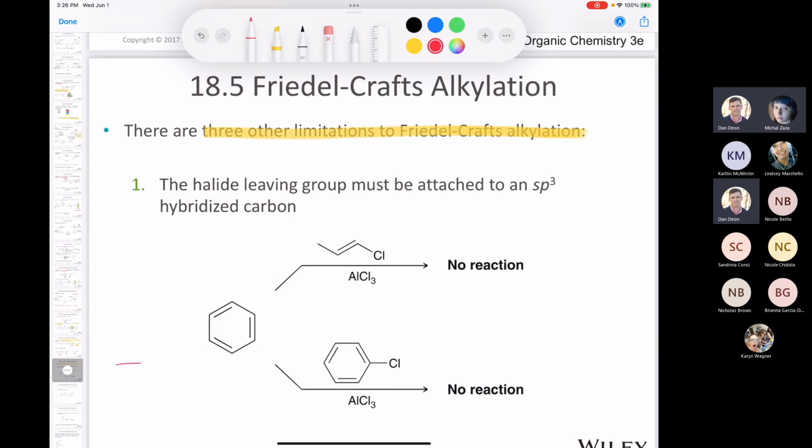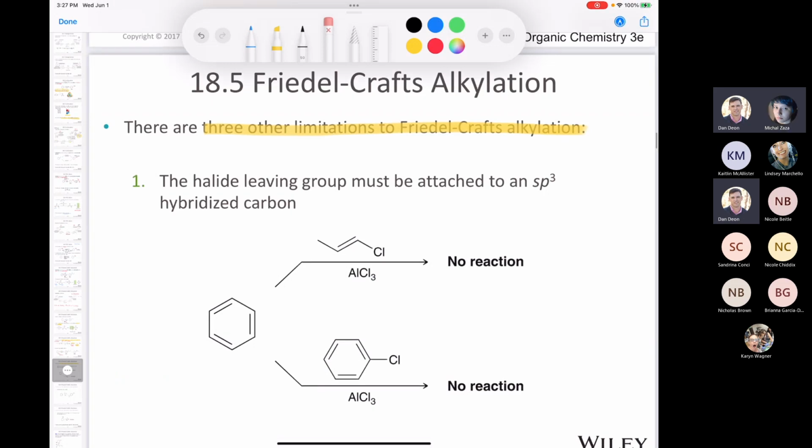If you ever have a friend studying organic chemistry and they draw something like this, that is a heresy. There is no such thing as an sp2 hybridized carbocation. So we can't have that, and thus that is why we can't have that reacting. In fact, I'm going to erase that. That's so ugly. Not going to happen. So that's your first limitation.